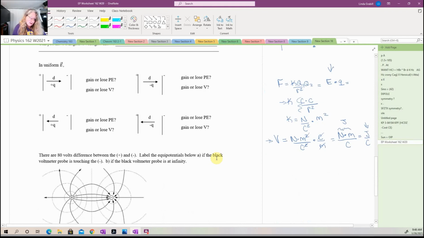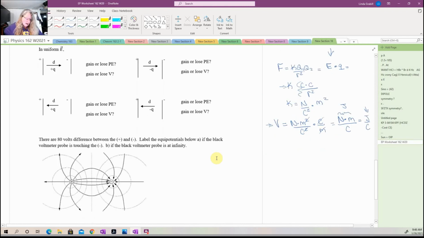And then this. So let's think about this. Am I gaining or losing potential if I have this positive charge going from a positive to a negative? I am losing. Am I gaining or losing potential energy? It's the same answer. I'm losing. Because I'm going from where I don't want to be to where I do want to be. So my potential energy is decreasing, as is my potential itself.